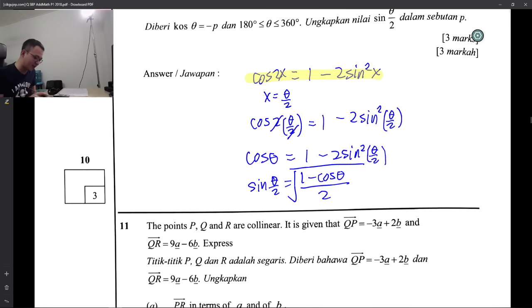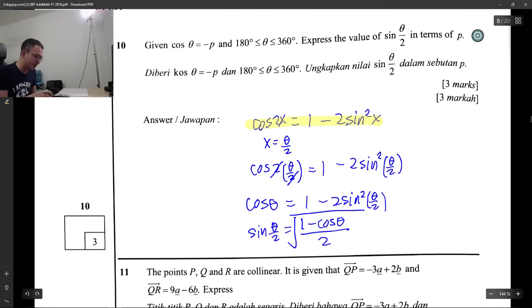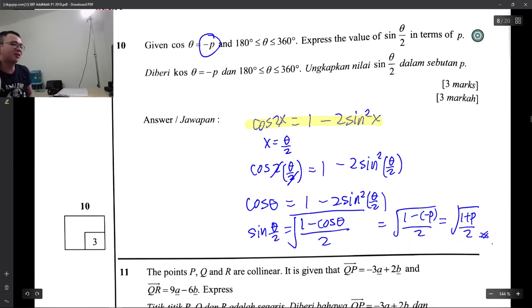Okay, so once you get this, finding sine theta over 2 is very easy. You already know cos theta equals negative p, right? Sub into here. Square root of 1 minus negative p over 2. So it equals square root of 1 plus p over 2. Alright, it's not too hard, but you need to know how to simplify the equation. Then it should be easy for you.